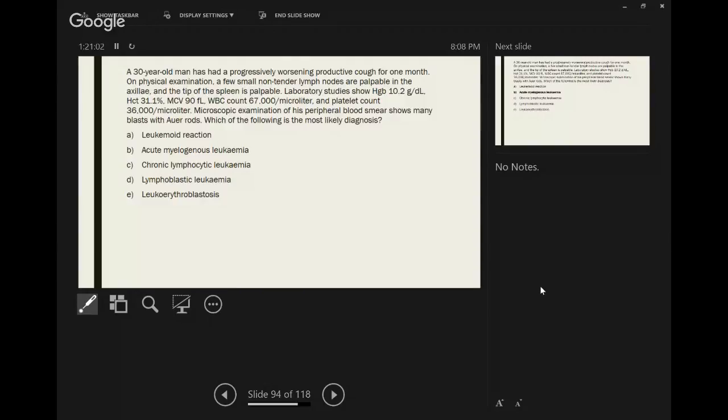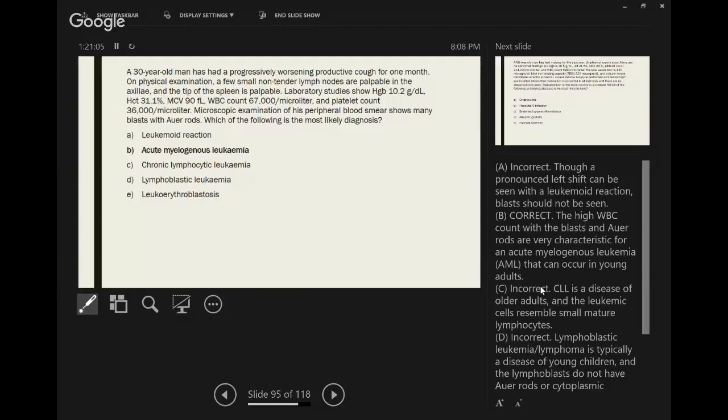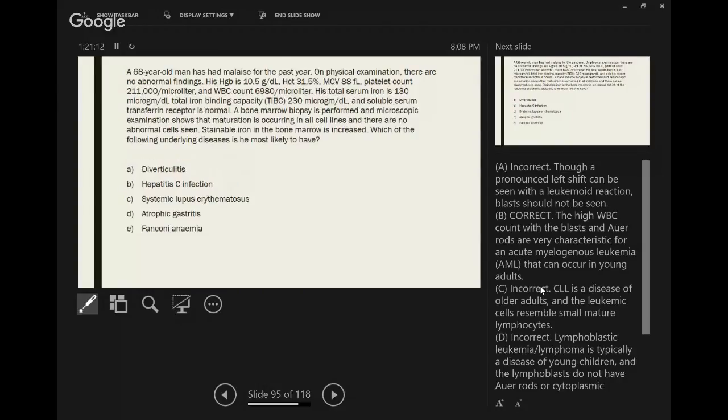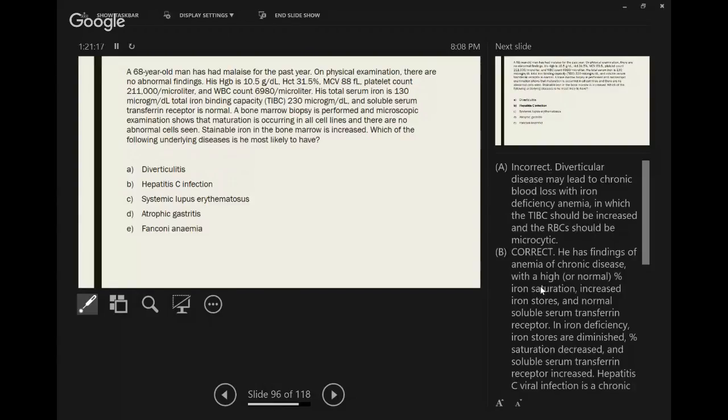All right, Izzy, what do you think? B, yeah, it's AML. Auer rods is the buzzword. Any challenges? Sorry, getting arrogant. Fun? Oh. Izzy, who's next?